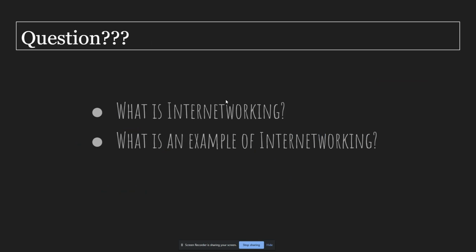And now my question to the class is, what is internetworking? And what is a prime example of internetworking? The answer to this is two or more different types of networks being connected, and the prime example would be the internet.